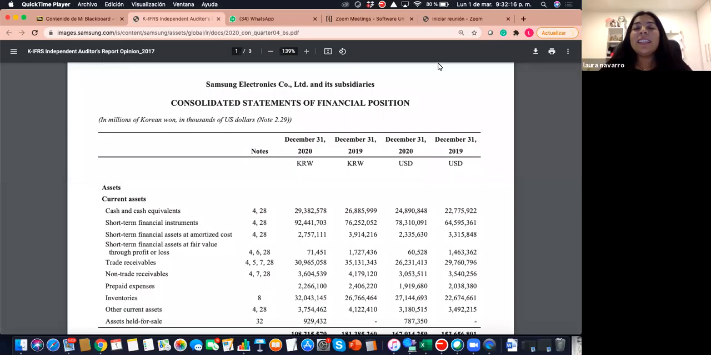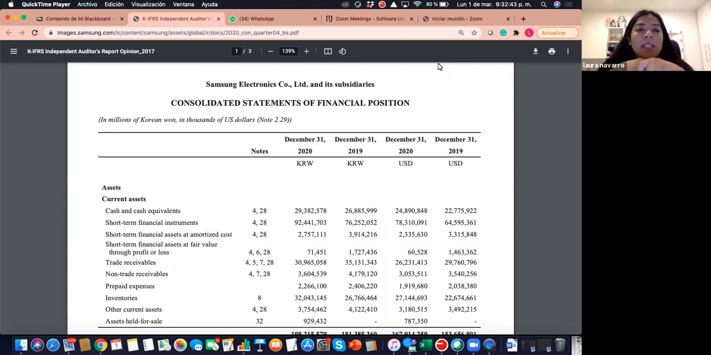Good morning, dear investors. We are really excited to have you here to show you the consolidated statements of financial position of Samsung Electronics between 2019 and 2020. So first, we are going to see the assets, and in current assets, we have some important accounts.